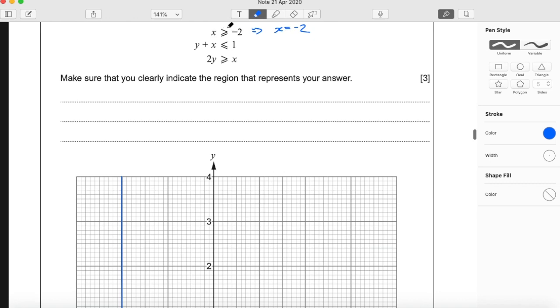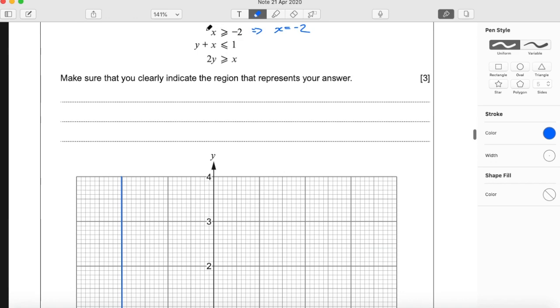What we need to do now is look at the inequality. Firstly, we notice that it's a greater than or equal to inequality, so we know that x can lie on this line, so it is correct that it is a solid line. If this was strictly greater than or less than, then that would be a dotted line because x could not lie on that line. However, it's greater than or equal to, so it's a solid line.